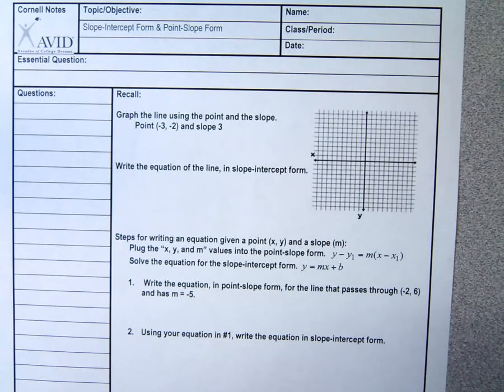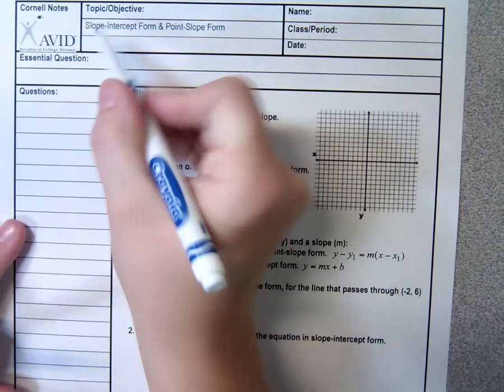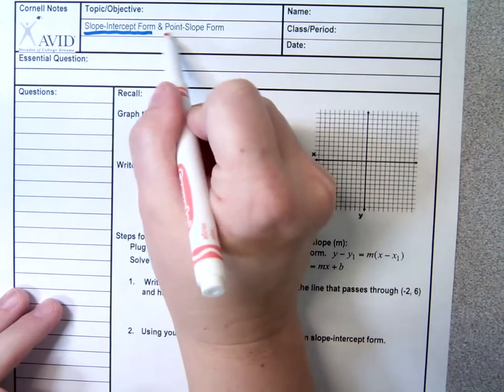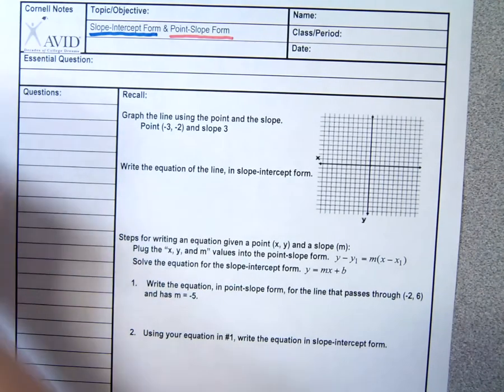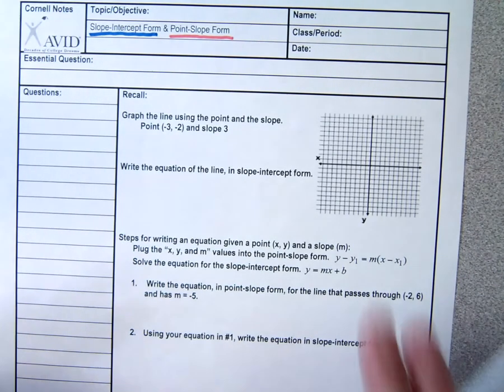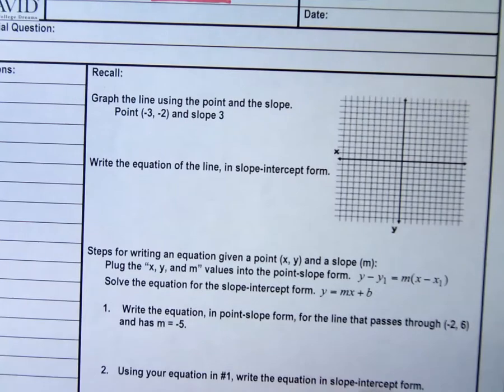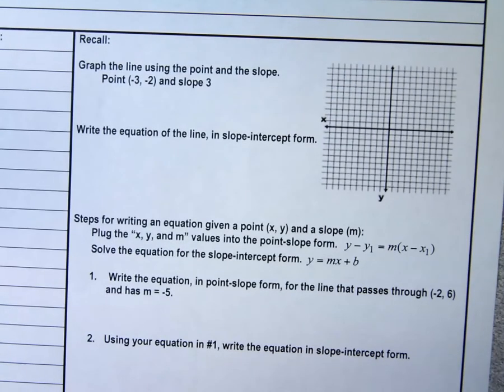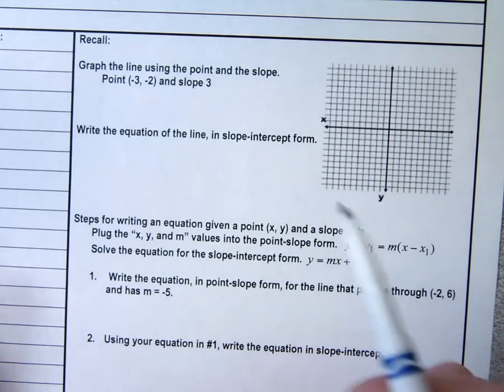All right, today we are going to talk about slope-intercept form, which we've talked about before, and then we're going to talk about a new guy called point-slope form. So that is brand new to you. All right, let's just look at our first example here. It says graph the line using the point and the slope.